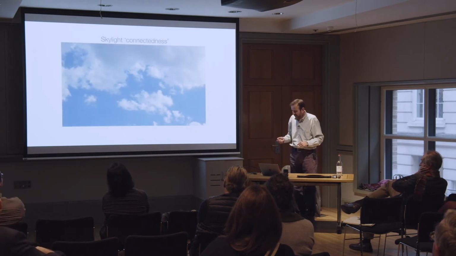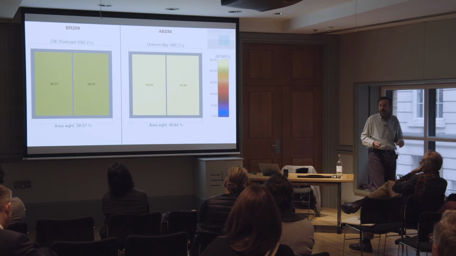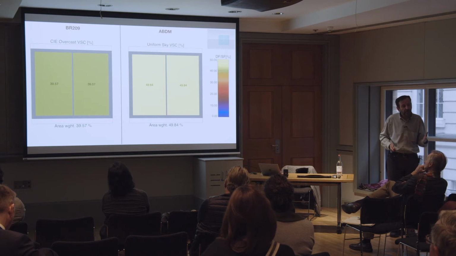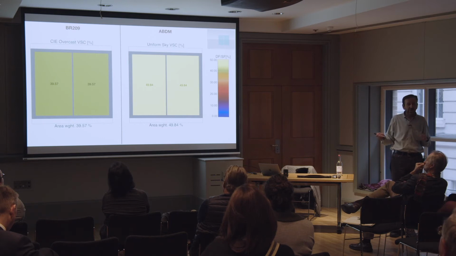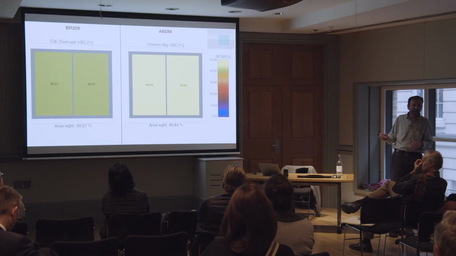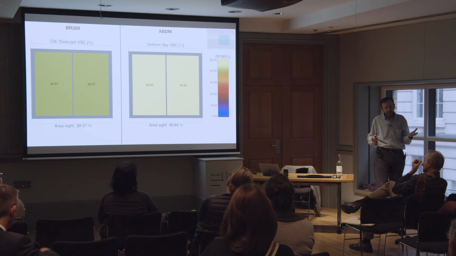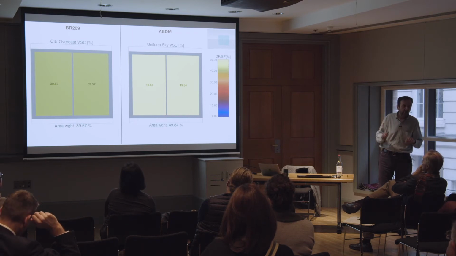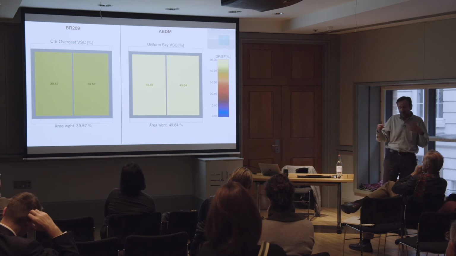First, look at the skylight connectedness. The first thing: BR209 uses the vertical sky component, and that's using the CIE overcast sky. So that means its maximum is just under 40. With the uniform sky, of course, if I cranked up the AD number, it'd be very close to 50. Radiance uses a Monte Carlo simulation, so it's never going to be exact, but often very close. This is a shade of a percent off the theoretical value of 50%. Okay, so you have very different numbers to start off with.